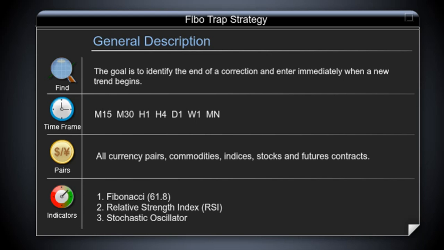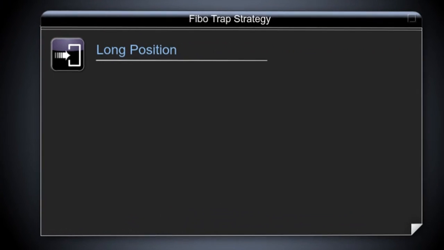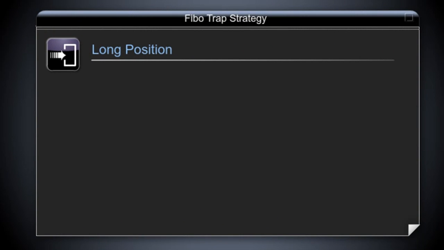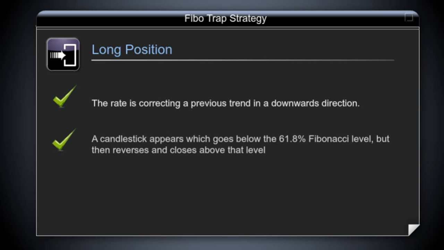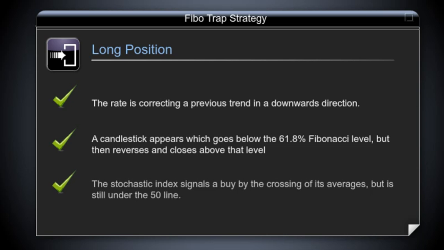Indicators used: Fibonacci, relative strength index, stochastic oscillator. A preliminary buy signal is received when the following three conditions are met. The rate is correcting a previous trend in a downwards direction. A candlestick appears which goes below the 61.8% Fibonacci level, but then reverses and closes above that level. The stochastic index signals a buy by the crossing of its averages, but is still under the 50 line.